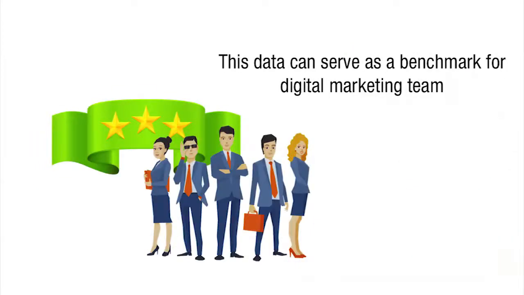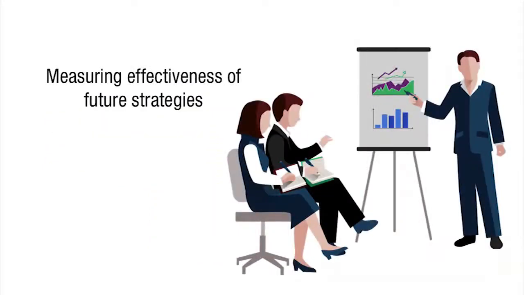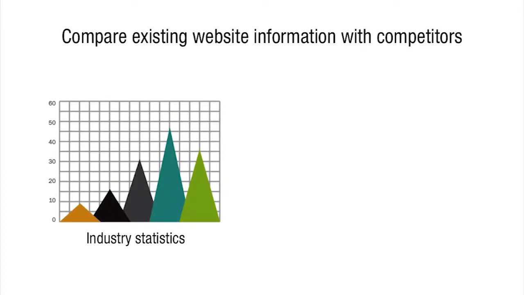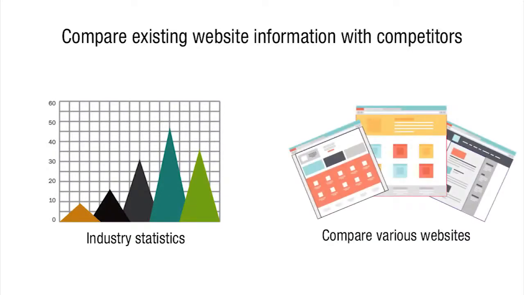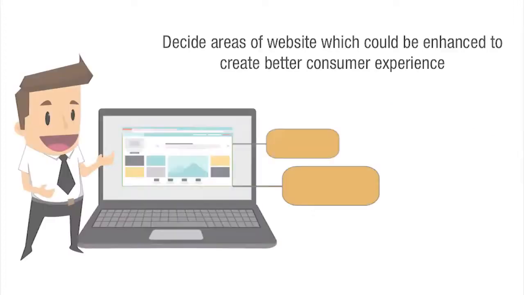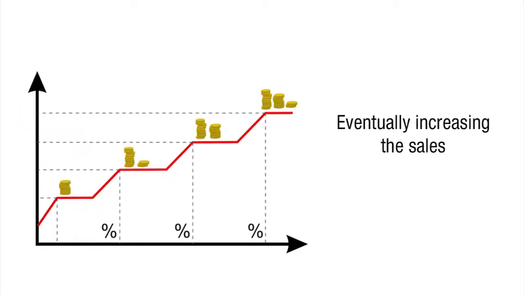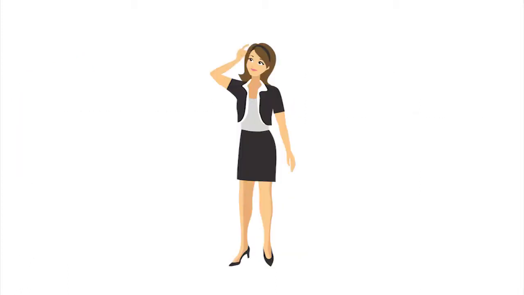This data can serve as a benchmark for the digital marketing team to measure the effectiveness of future strategies. The marketing team can also compare existing website information with that of competitors. For example, industry statistics and independent tools can help marketers compare various websites, to benchmark the website's performance and decide which areas of the website could be enhanced to create a better consumer experience and eventually increase sales. Can you think of a scenario where this concept would be applicable?